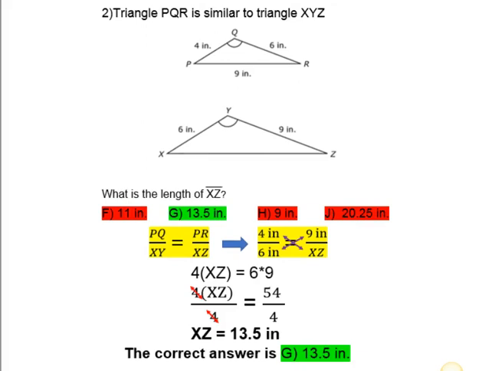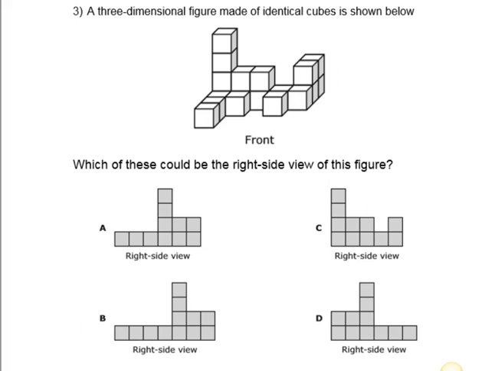Okay? That was a really good problem. Let's move on to question number 3. A three-dimensional figure made of identical cubes is shown below. Which of these could be the right side view of this figure?